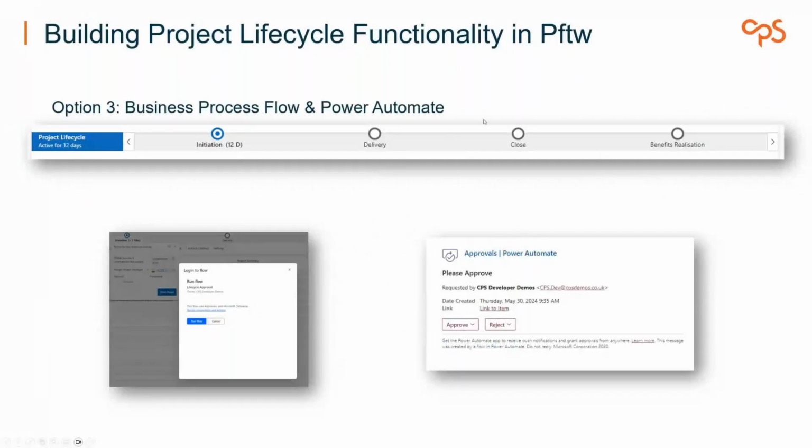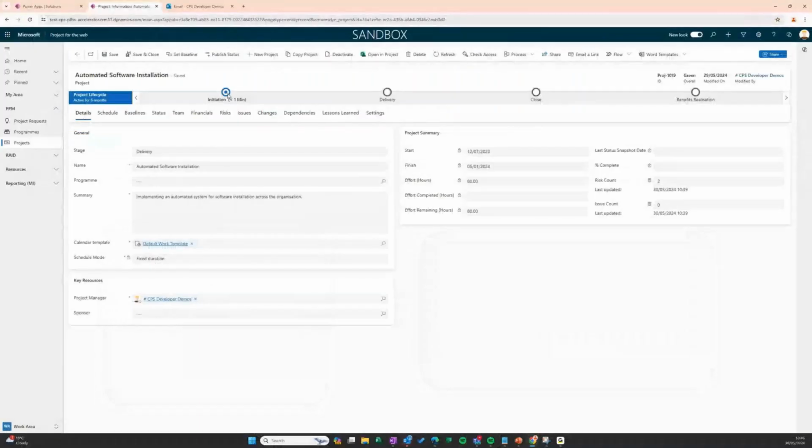So for this business process flow, all that's been added is a simple sort of approval flow. What that looks like is whenever I pop out my little tab, there'll be an option now for running a flow. I'll click my run flow and it will send out an email for approval.